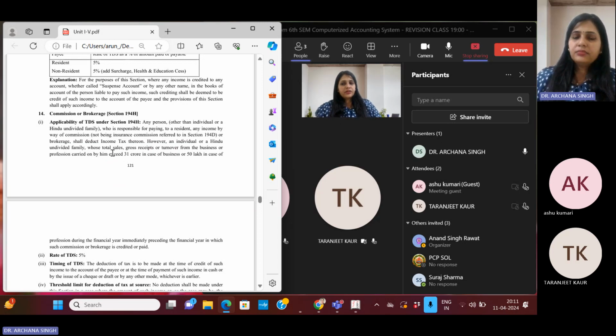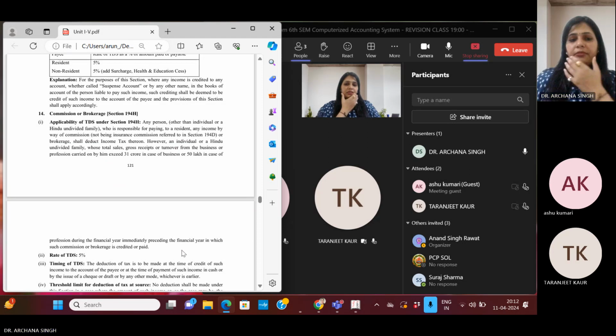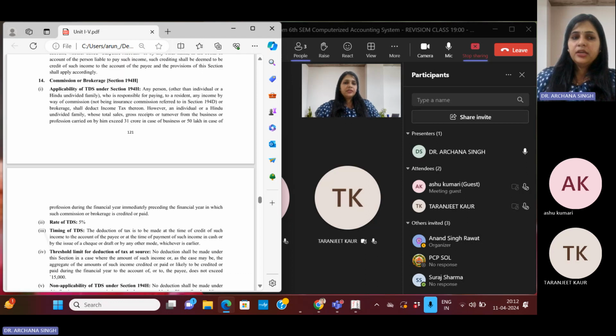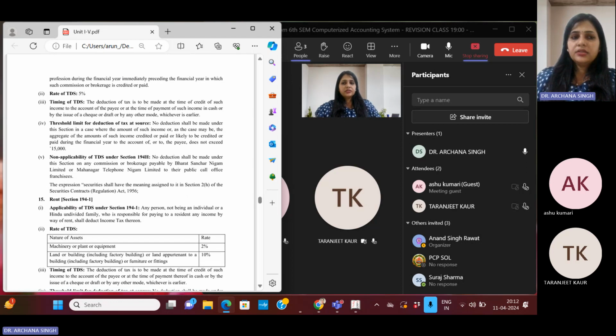लेकिन if an individual or HUF family whose total sales, gross receipts या turnover जो है उनके business का or any business or profession carried on by him exceeds 1 crore rupees in case of business, 50 lakh rupees in case of profession during that financial year, and immediately preceding financial year and with such commission and brokerage is credited or paid, तो वहां पे TDS applicable होगा. Okay, and rate of TDS will be 5%.